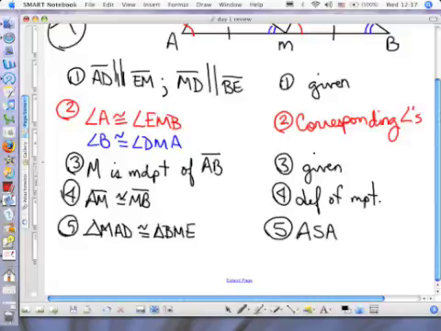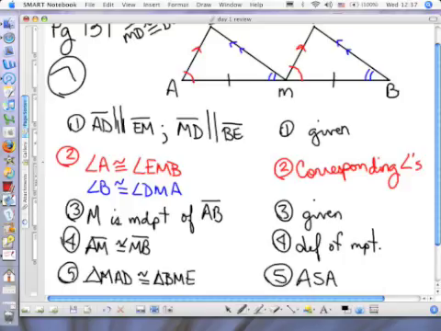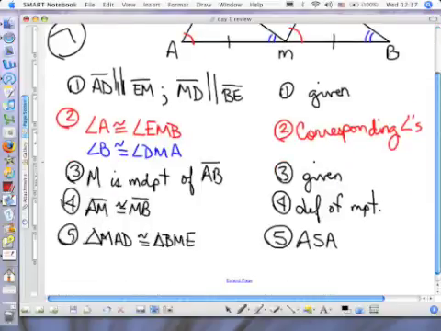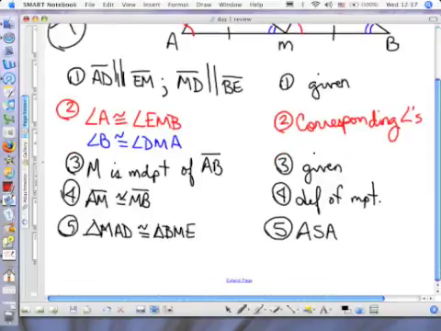Okay, so now we want to know this. Is MD congruent to BE? Well, look at the order of your letters. Are they in the same location? Yes, they are. So make your final statement. This is the first place we're introduced to CPCT.